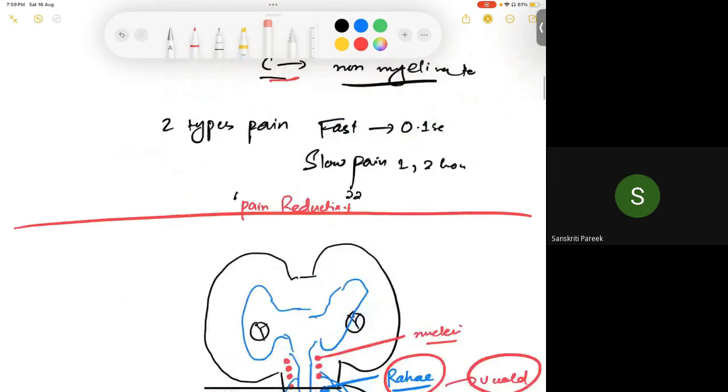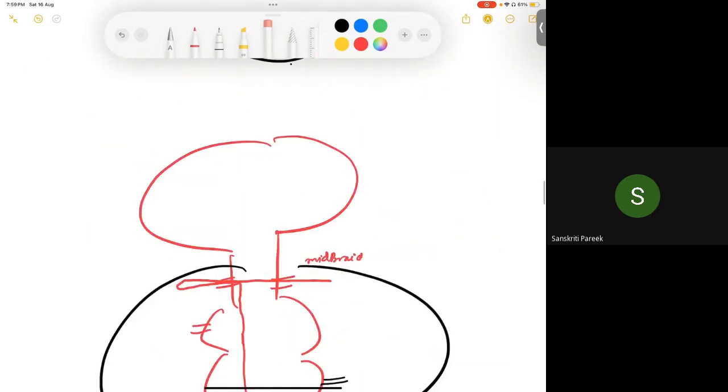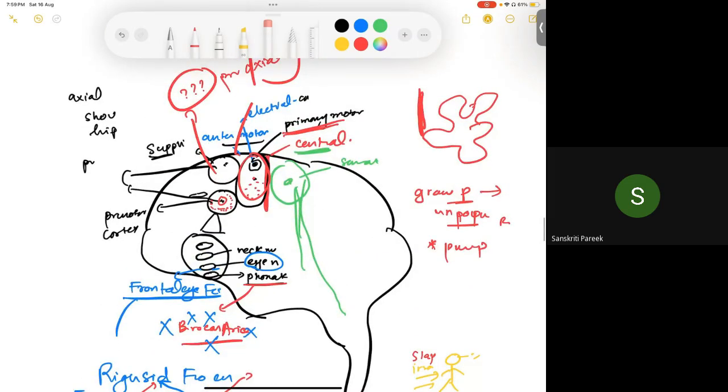Okay, so let me just give you an entire overview of this topic again. We have our brain, we have a central sulcus. In front of the central sulcus, we have the motor area. Behind the central sulcus, we have the somatosensory area. In front of the central sulcus, we have three further areas which come in the motor cortex: primary motor cortex, premotor cortex, supplementary motor cortex.